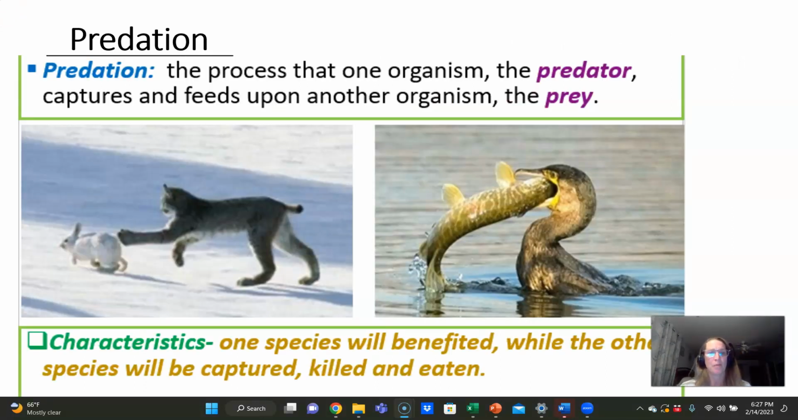So you probably have a pretty good idea already of what predation is, but here's a good definition. Predation is the process in which one organism, the predator, captures and feeds upon another organism, the prey. And if you remember from the last recording, we talked about the interaction between these two species, having one species, the predator, benefiting from the interaction, and the other species, the prey, being harmed by the interaction.